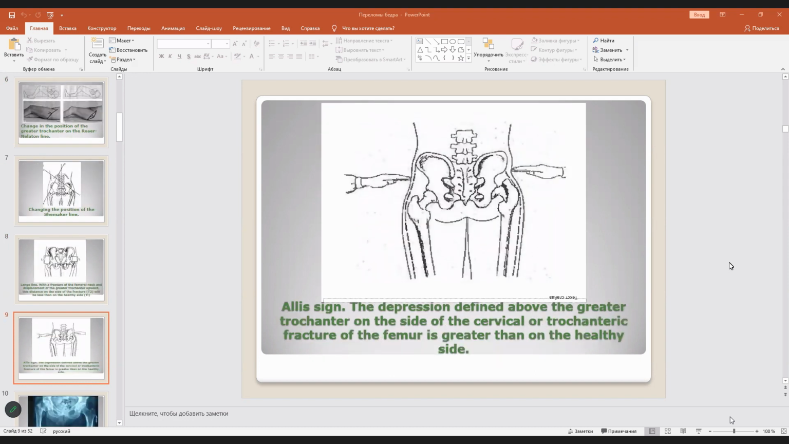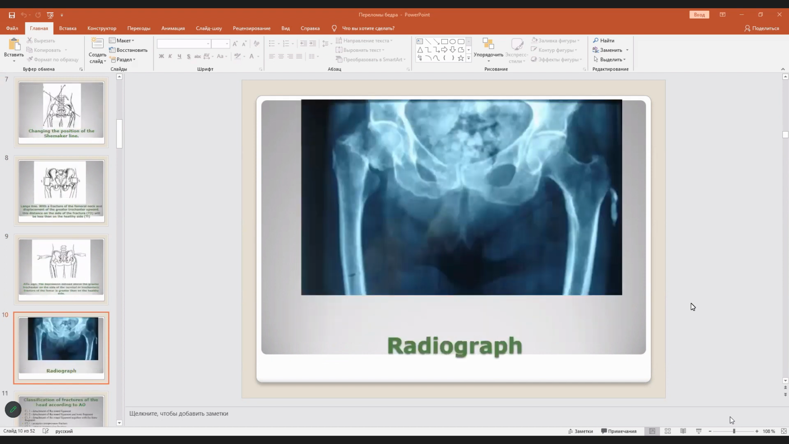Ellis sign. The depression above the greater trochanter on the side of the cervical or trochanteric fracture of the femur is greater than on the healthy side. For example, radiograph, fracture of the neck on the right.